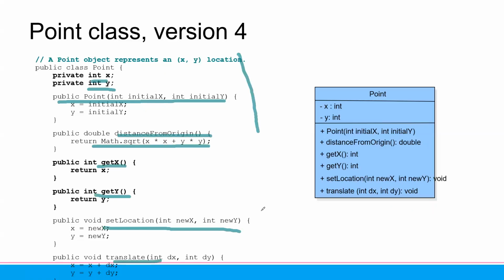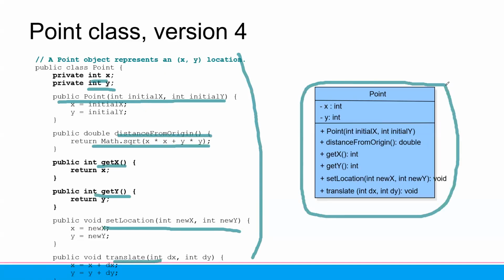So if we take this one, we can build the class diagram, because this is the class diagram. Something is different in this class diagram. What is the difference? X becomes minus. Y becomes minus. Why?